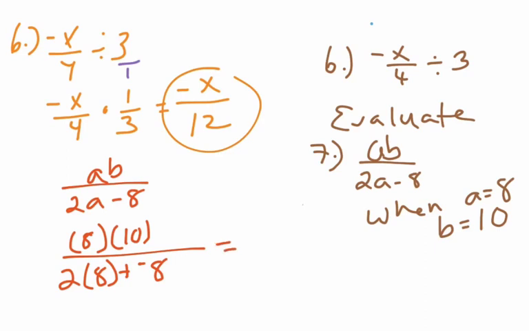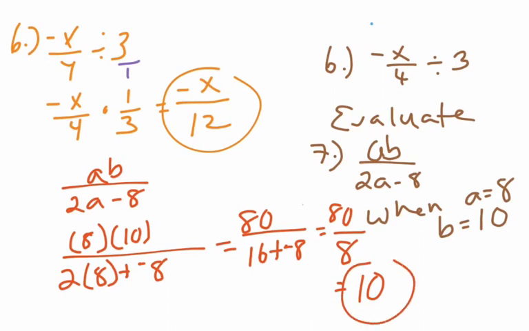In the numerator, 8 times 10 is 80. In my denominator, 2 times 8 is 16. Then we keep the 80, and then 16 minus 8, or 16 plus -8 is 8, and 80 divided by 8 is 10. And so that whole thing simplified to 10. There are other ways that you can do that, but that's a pretty good way. And that concludes our second unit in this study of Algebra 1, and we're going to move into solving equations next.